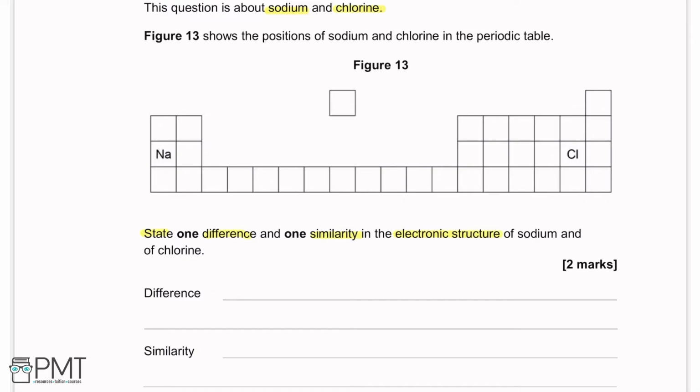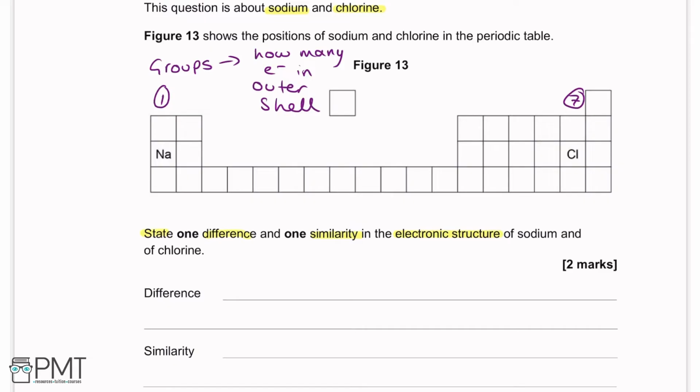So, if we look in the periodic table, we can see our groups. So remember, the groups are the vertical columns. Okay, so sodium is in group 1 and chlorine is in group 7. Now, the groups of the periodic table tell you how many electrons are in the outer shell. Okay, so we've said sodium is in group 1, therefore sodium has 1 electron in the outer shell. Chlorine is in group 7, therefore it has 7 electrons in the outer shell.